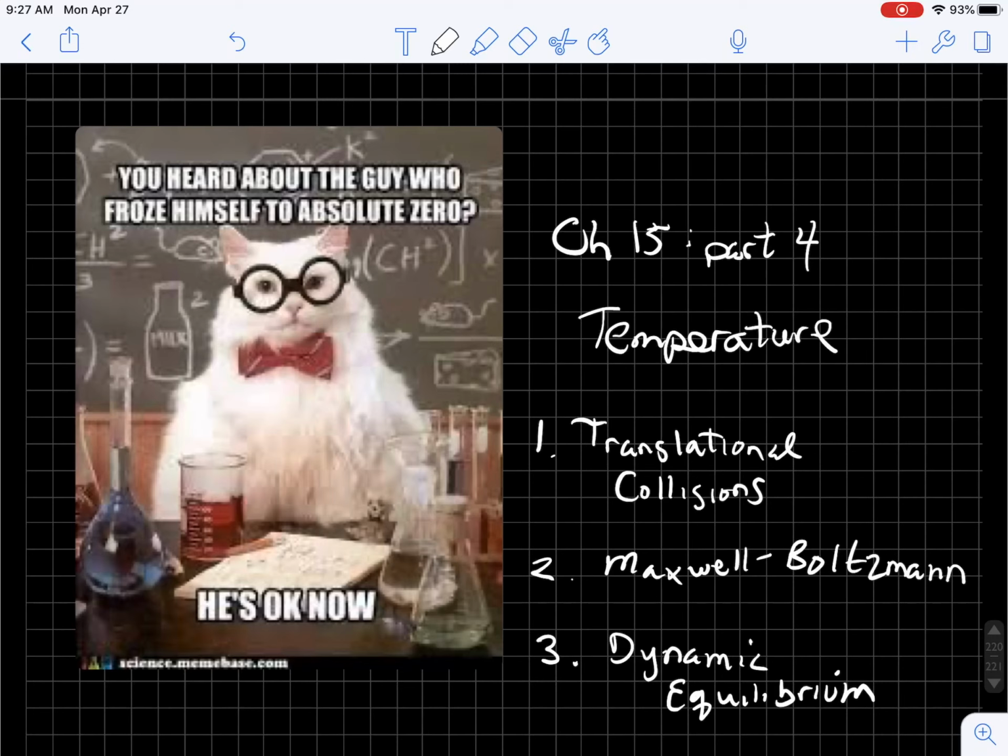Anyway, really not very difficult. This last section is more theoretical than it is anything else. Really, three things, rather, they want you to know about temperature.